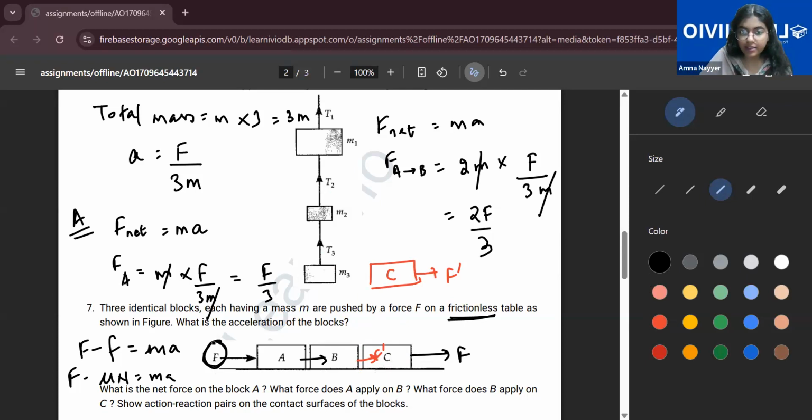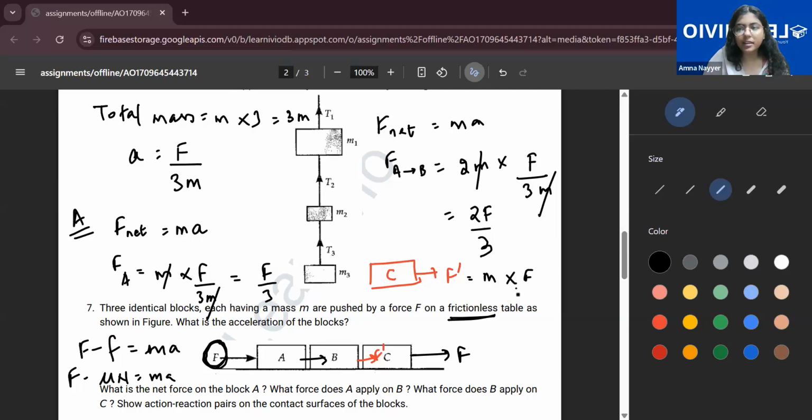When this force was applied, this force influenced A, B, and C together. When you have three blocks together and you push one of the blocks, what will happen? All three blocks will move. So to calculate that acceleration, to calculate that force, we had this concept. We were adding all the mass, right? So here F dash is there. It will become M into what is the acceleration?